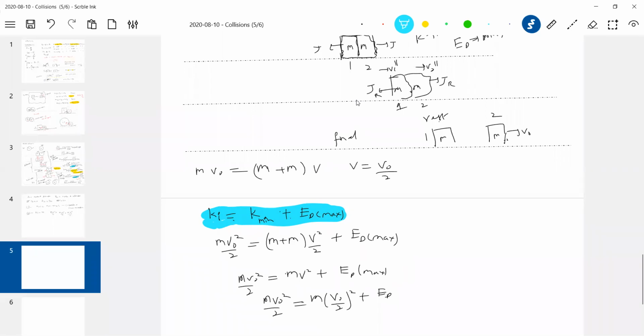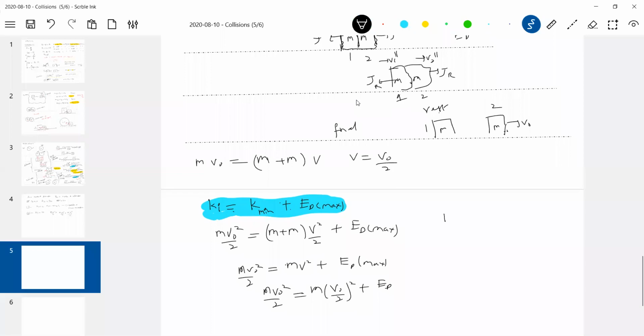So now, solving this, how much will we get? ED is equal to m v naught square by 4. What was the initial kinetic energy? m v naught square. So shall we write it as half of this one? So what is the maximum deformation energy? How much is it? It is half of the initial kinetic energy.